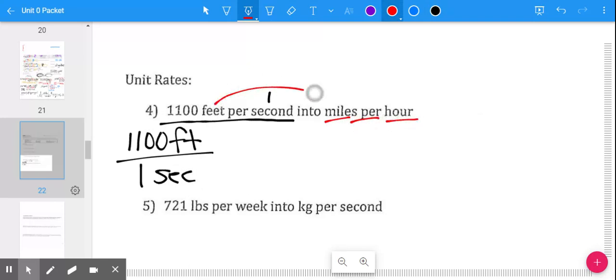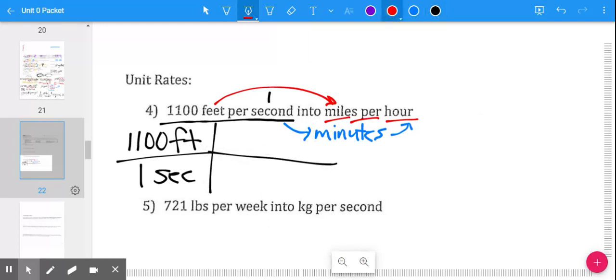So feet to miles, yes, we can do that. Seconds to hours, we don't know how many seconds are in an hour without doing some kind of math. So we're going to go from seconds to minutes to hours because we know how many seconds are in a minute and we know how many minutes are in an hour. When we do this, we're first dealing with the distance, so feet to miles. We have feet up top, so feet goes at the bottom and miles up top. There are 5,280 feet in 1 mile. Cross out feet, we're left with miles.